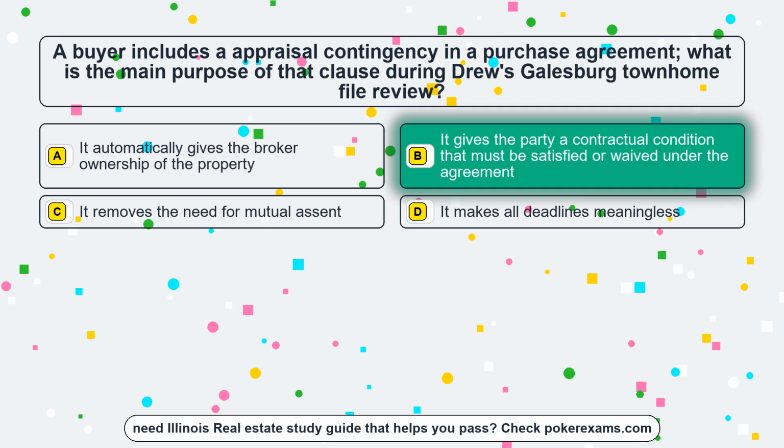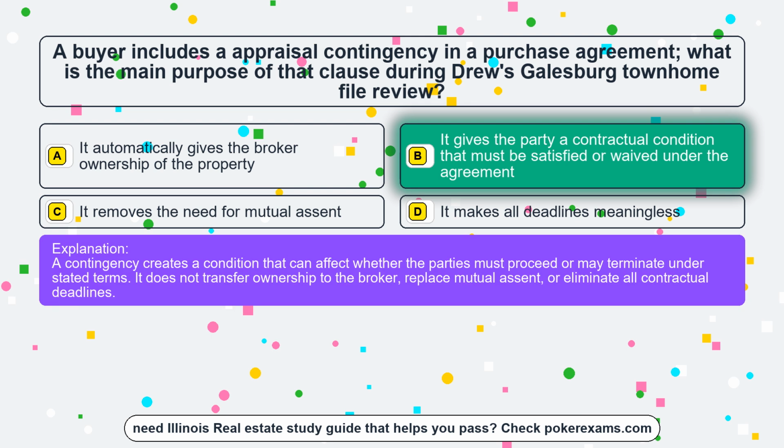The correct answer is option B. It gives the party a contractual condition that must be satisfied or waived under the agreement. A contingency creates a condition that can affect whether the parties must proceed or may terminate under stated terms. It does not transfer ownership to the broker, replace mutual assent, or eliminate all contractual deadlines.